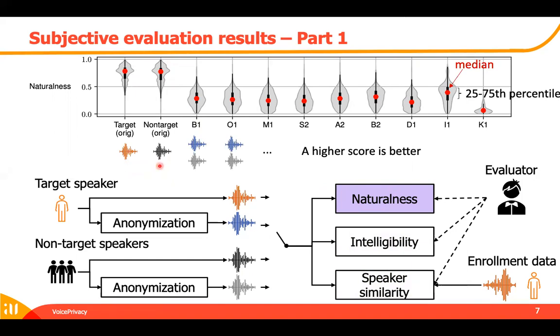Since both of them are unanonymized, their naturalness scores are quite high. For the anonymization system, we merge the scores of the anonymized speech from the target and the non-target speakers. In fact, they have similar naturalness scores if we decompose these two types of anonymized speech. Anyway, from the results we can see the anonymized speech generally has a lower score than the natural speech. Some of the systems, such as I1, seem to be better than others, but none of them is as natural as the unanonymized speech.